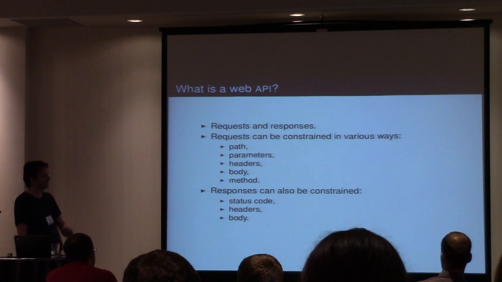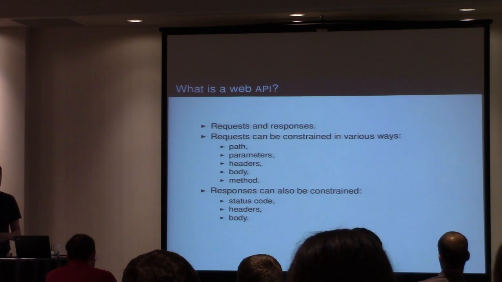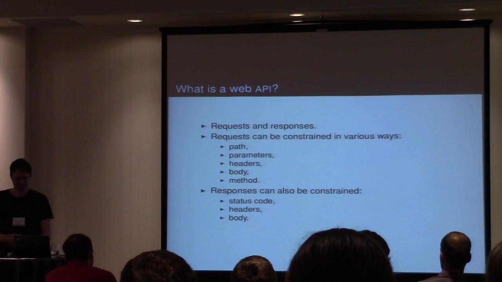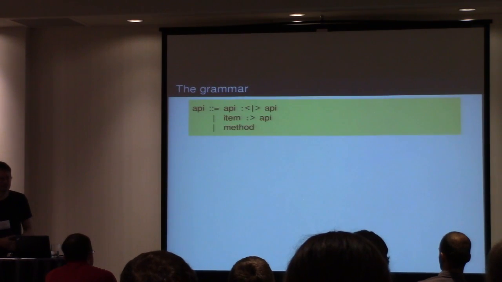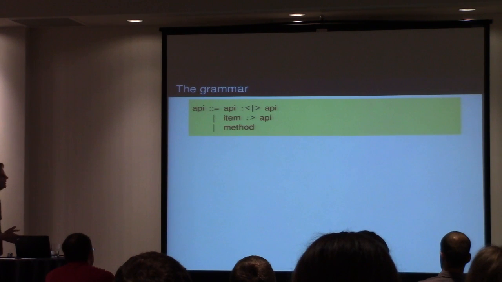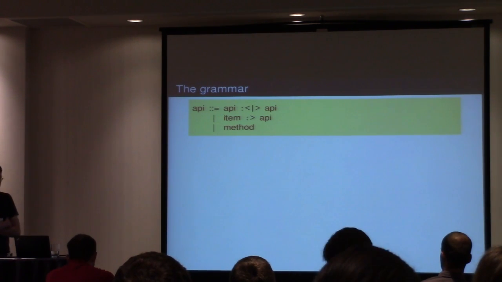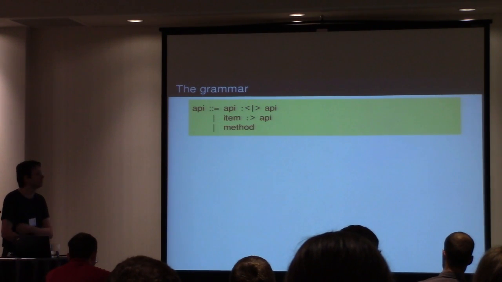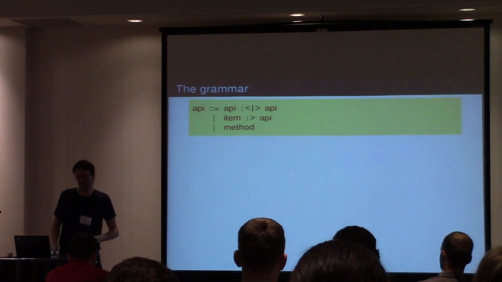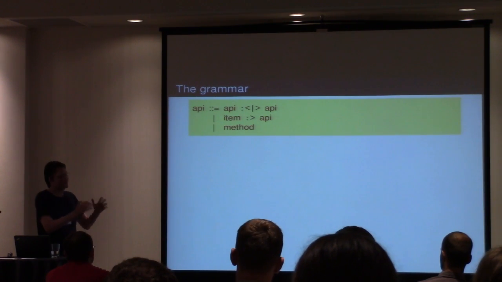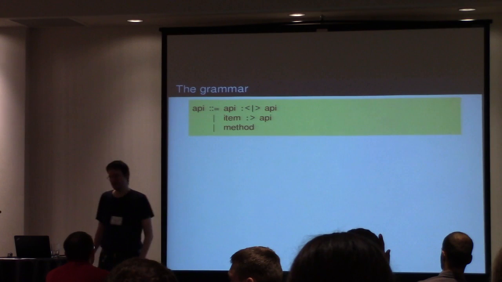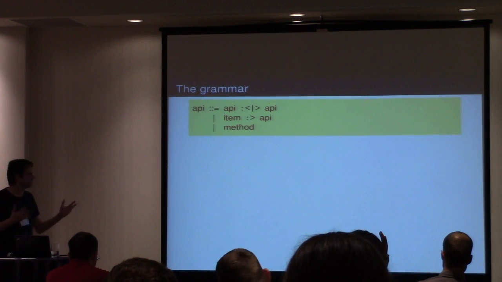And responses can also be constrained in various ways, in what kind of status code they should be sending, and what kind of headers are included in the response, or what shape the body of the response has. And this inspires the base design of the API language. So the core API language looks like this. You have either a choice between 2 sub-APIs, or you have this nesting where you have an item that somehow constrains the incoming requests and then constrains everything that comes underneath. Or you have a method which is a get, put, post thing.